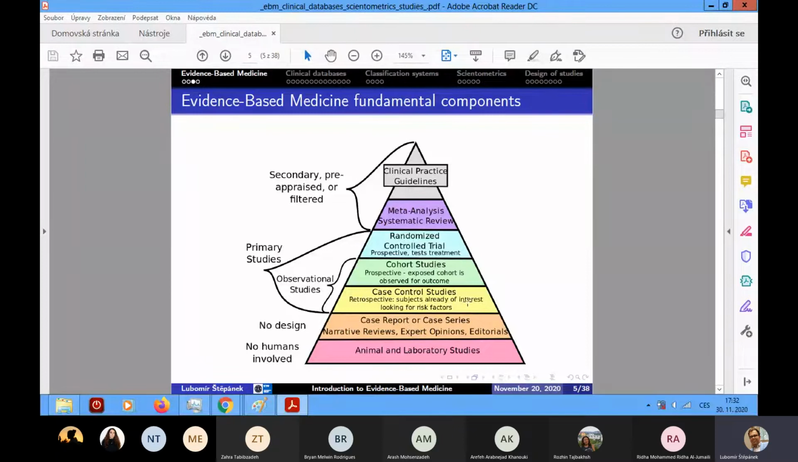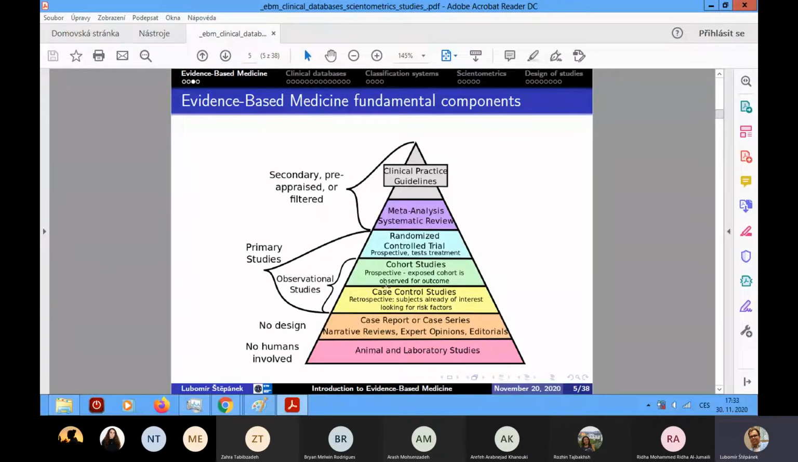Okay, if we go one level up, this is a case control study, which is a kind of retrospective study. I'm going to talk about designs a bit more later, but in a few words, it is a retrospective design. It means that at time zero, at the onset of the study, you have subjects with developed consequences or a developed disease, and you search for risk factors in the past, in the history of these patients. So it's better than only opinions.